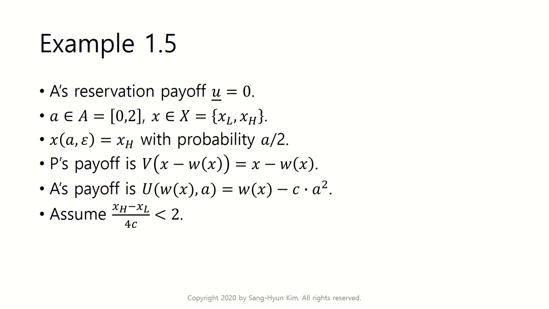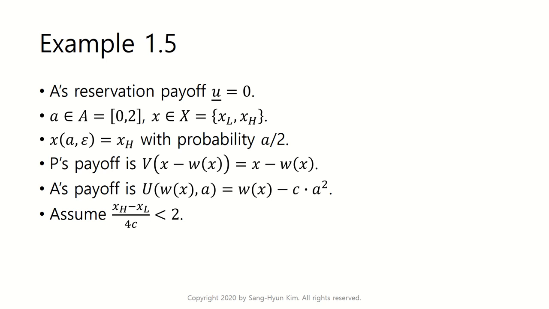Welcome back. Today we are going to consider this second example of the principal agent model. The second example is not example 2, it's example 1.5. The reason is it's really similar to the first example, example 1. I make only just a few changes to produce this example 1.5. So the description of the model is really similar to example 1.